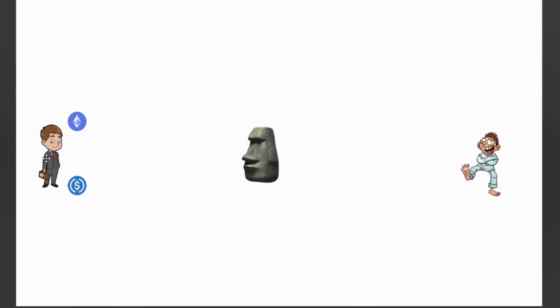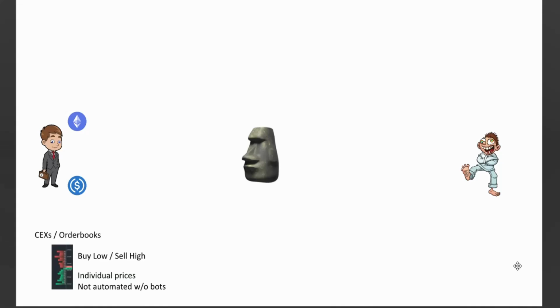So we have Dollar Bill here. He's a sophisticated trader. He has USDC and ETH or any other tokens, and he wants to perform some trading. He wants to buy low and sell high, basically. If he wants to buy low and sell high, he can do this already in several places, but there are some deficiencies or pitfalls or cons to these systems that I will talk about.